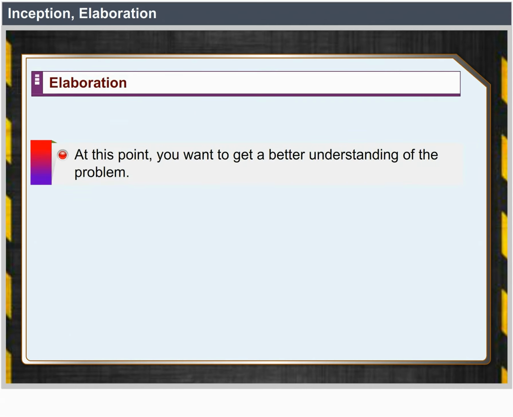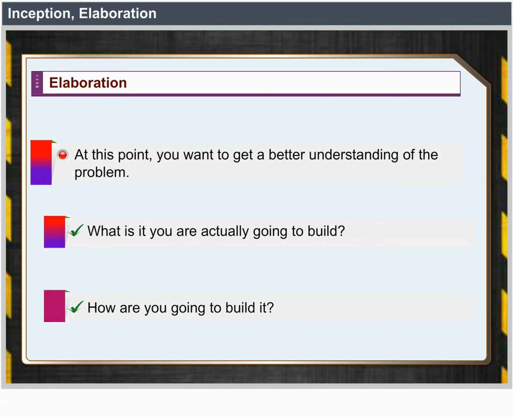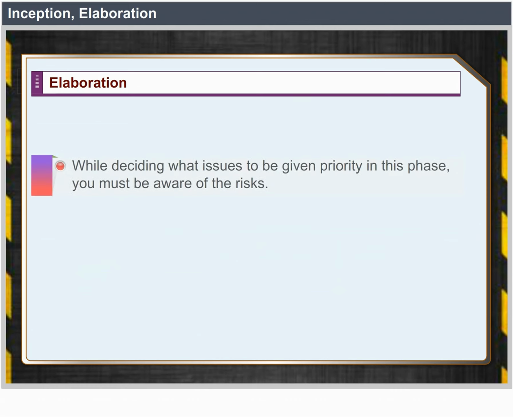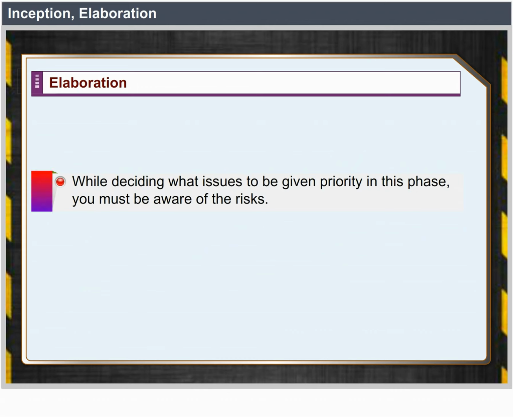Elaboration. At this point, you want to get a better understanding of the problem. What is it you are actually going to build? How are you going to build it? While deciding what issues to give priority in this phase, you must be aware of the risk.